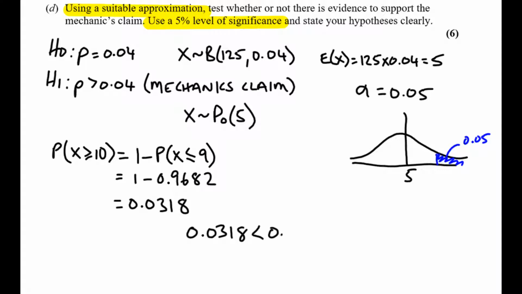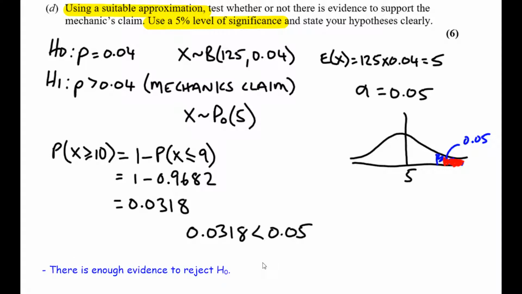0.0318 is less than 5%. If I was to sketch it on the diagram, it's only going to take up this much space. It's fully contained within the critical region. This is a significant result, okay? And that's going to lead to our conclusions. Firstly, this is a significant result. I'm going to have enough evidence to reject H0.